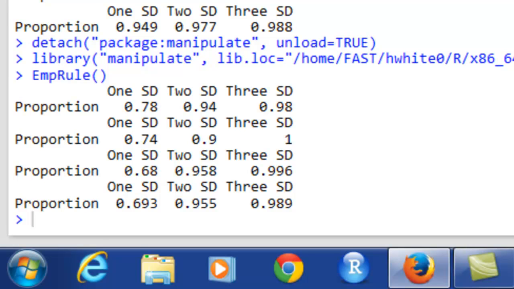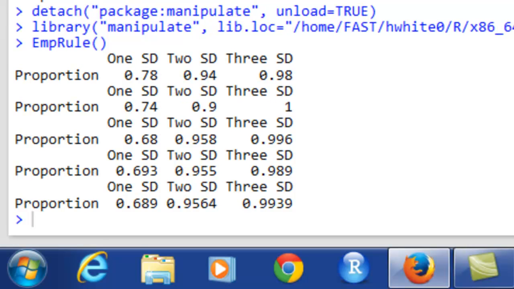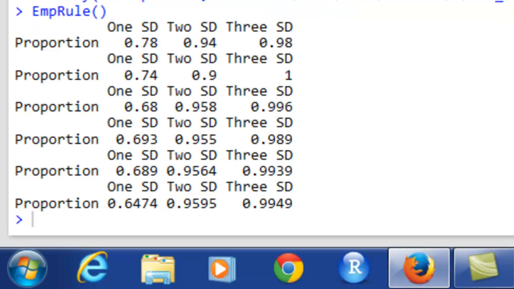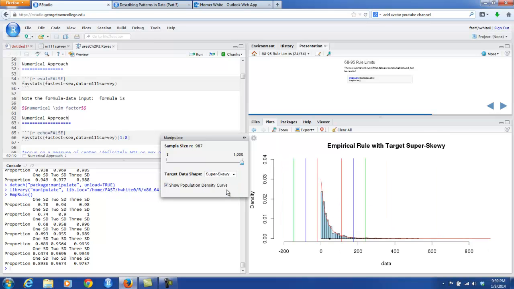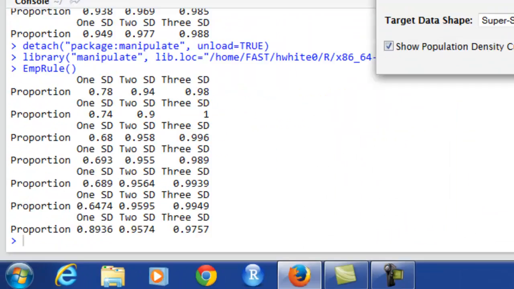Let's try it again. Well, looking down in the console, nope, no fluke. The 68-95 rule is doing a pretty good job. But let's try something super skewy. Again, here's the mean, and 1 standard deviation, 2 standard deviations, and 3 standard deviations away from the mean.